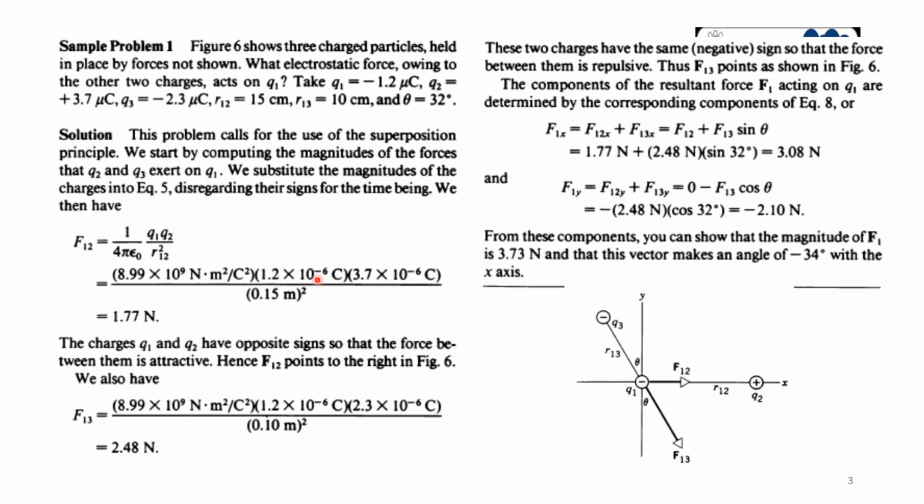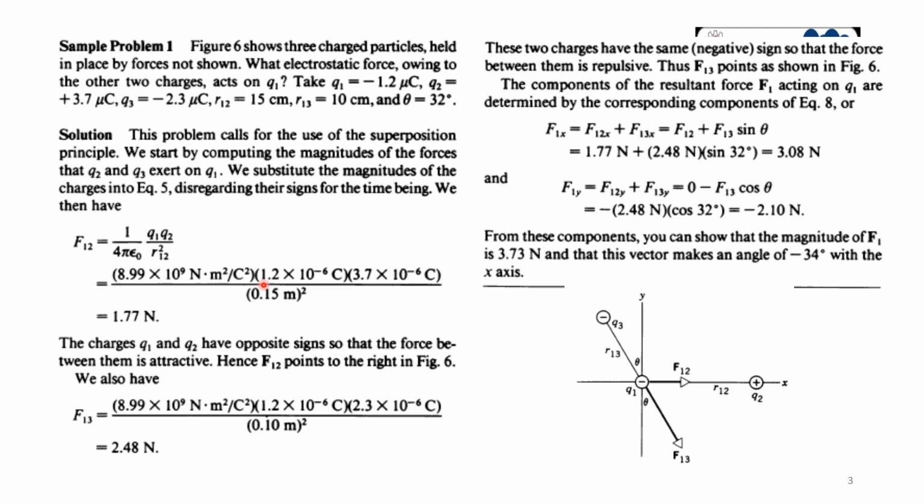I want to clear one thing here, that Q1 is our negative charge, and if we see in the question, Q1 is equal to minus 1.2 microcoulomb. So why do we not use the minus in the solution? Because I want to clear one thing, that we take the magnitude of Q1 and Q2. Okay, if we use the magnitude, there is no need to show the sign.